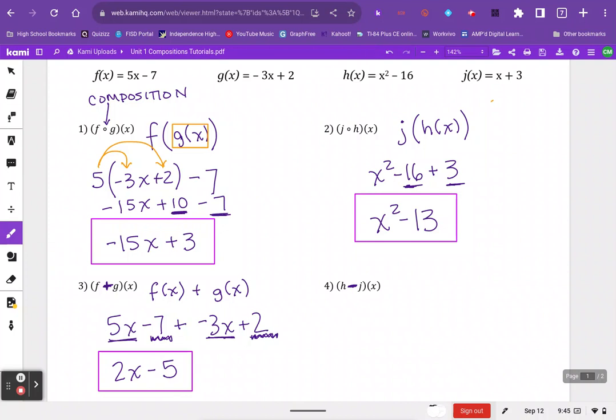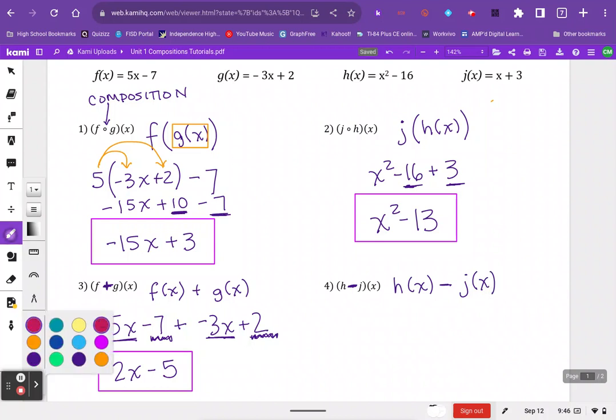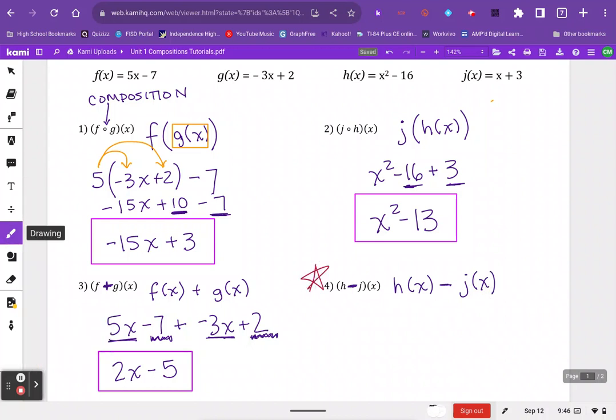Subtraction is very similar to addition. We're going to take the h equation and then subtract from that the j equation, but I have to be very careful when it comes to subtraction because I have to subtract the entire equation. That means every term in j has to be subtracted. So we just want to be really careful with that.